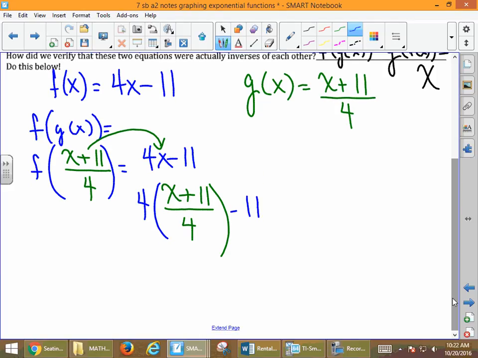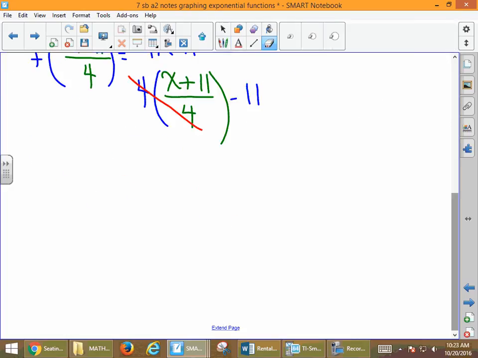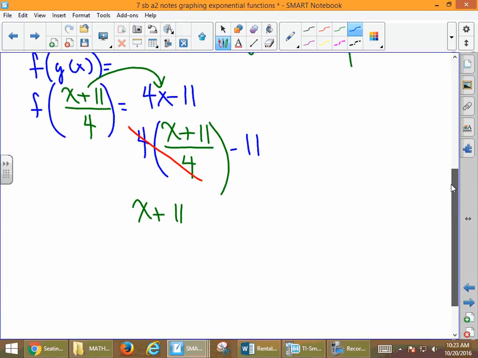When we simplify this, it's 4 times that value. The 4's cancel out. There's a 4 in the numerator and a 4 in the denominator. Now we're left with x plus 11 minus 11. And what does x plus 11 minus 11 equal? It equals x. And that's what we want. f of g of x equals x.